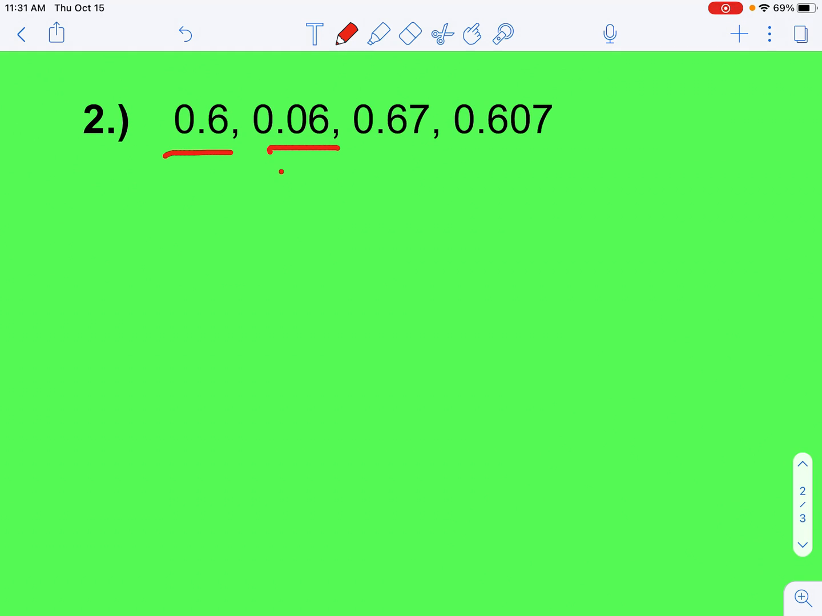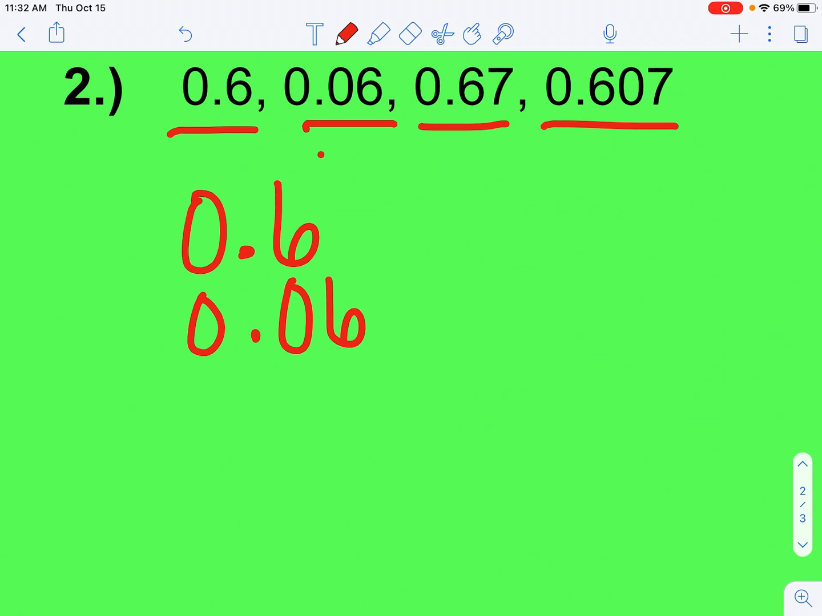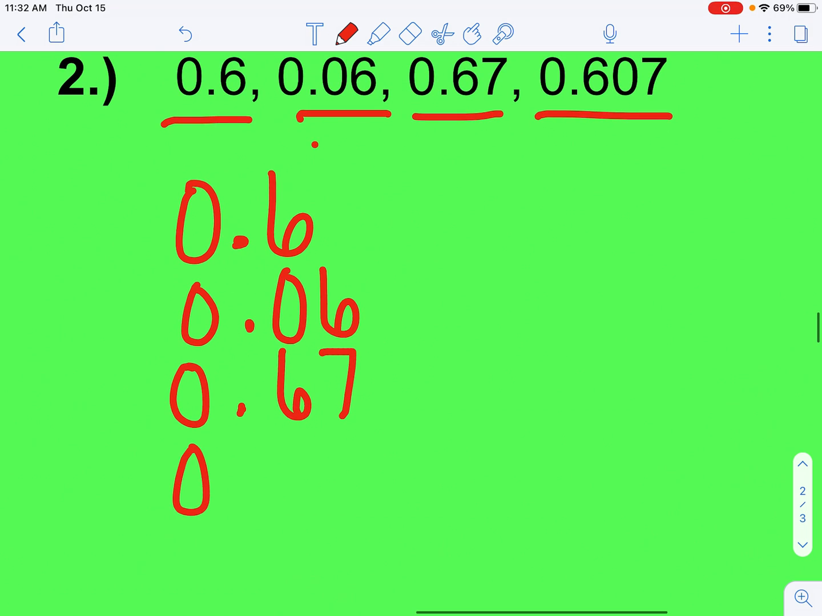This number right here is 6/100. This number right here, 67/100. And lastly, I have 607/1000. Okay? If you have questions about how we read the numbers, please let me know. But I'm going to line all these numbers up by the decimal place. So 0 and 6/10. 0 and 6/100. 0 and 67 hundredths, and 0 and 607 thousandths.